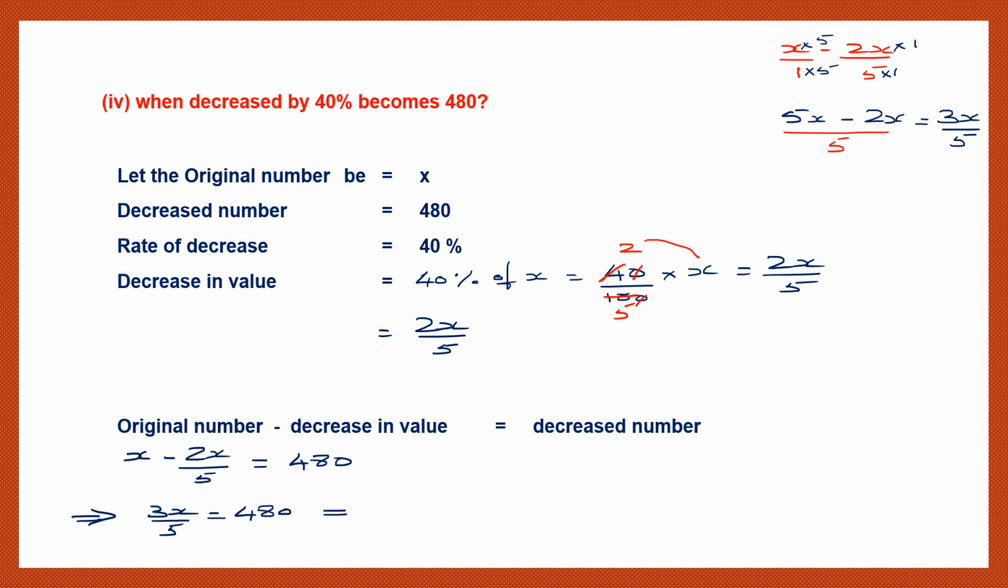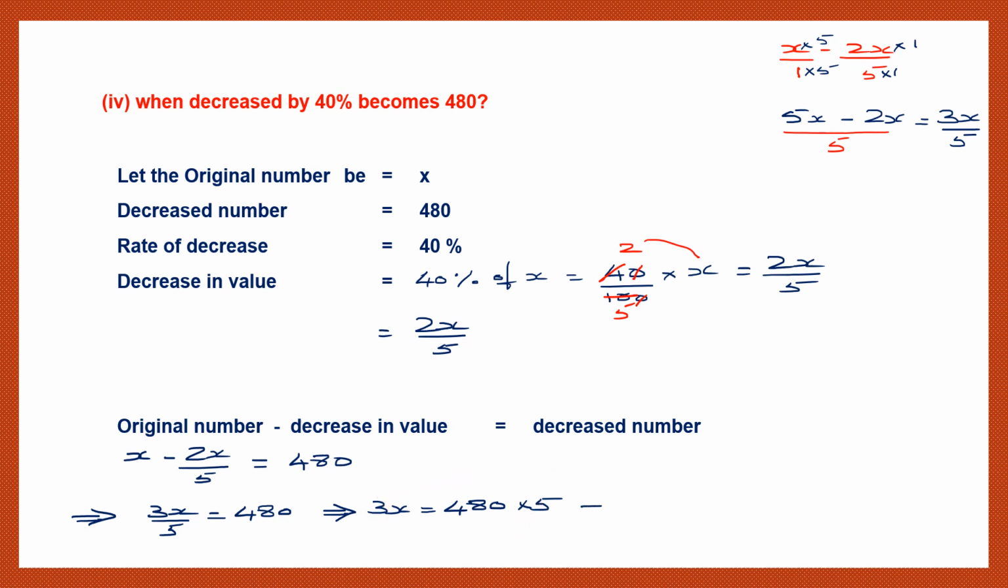Now let's find the value of only 3x. 3x will be 480 into 5. How did I get that into 5? Here it is division. When I move it to the right hand side, it becomes multiplication. Now let's find only the value of x. So I need to remove 3 from here. 3 is multiplication, so when I move it to the right side, it becomes division.